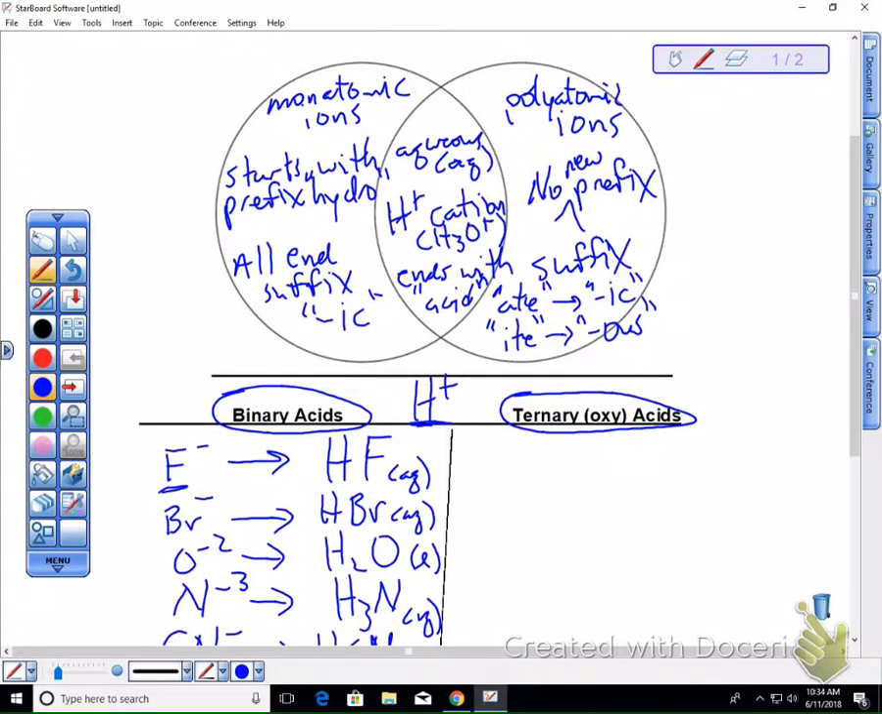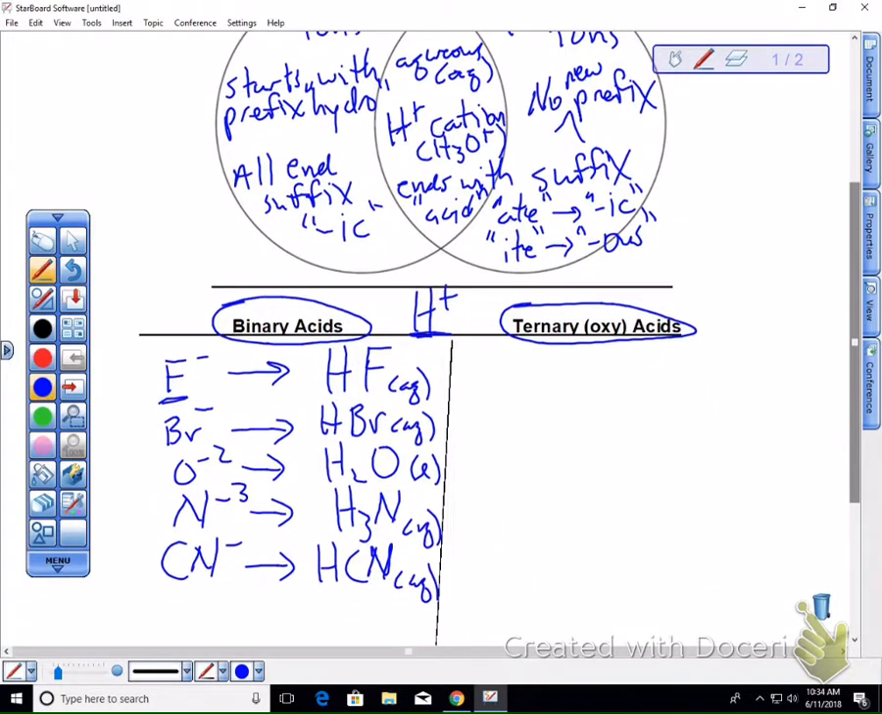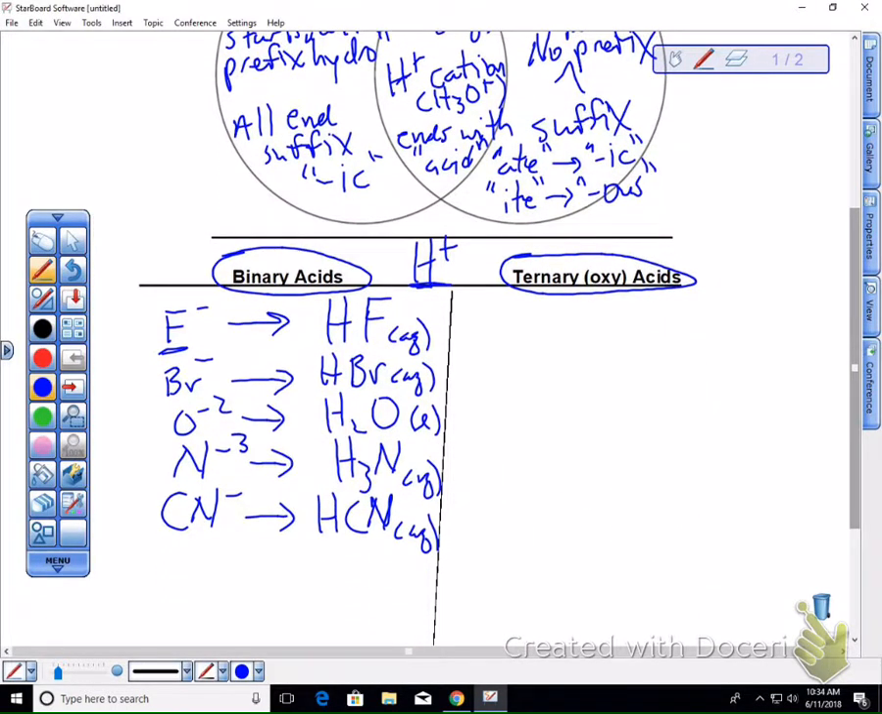All right, let's scroll down here and add a few examples of ternary or oxyacids. Remember, still H+ is our cation. So one example would be if I took nitrate, NO3-, I would need one hydrogen to balance that charge, so we'll get HNO3. Of course, it still has to be aqueous, and we would call that nitric. Nitrate becomes nitric.